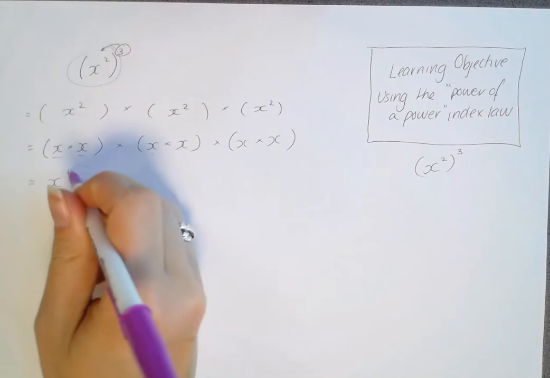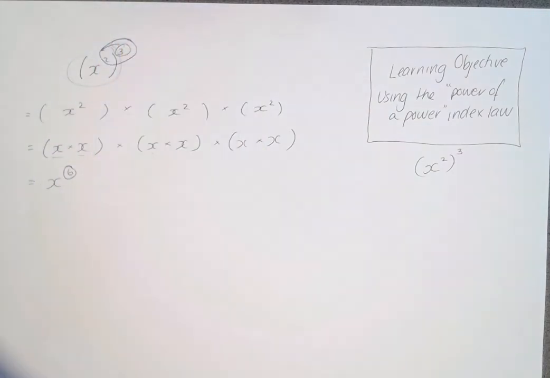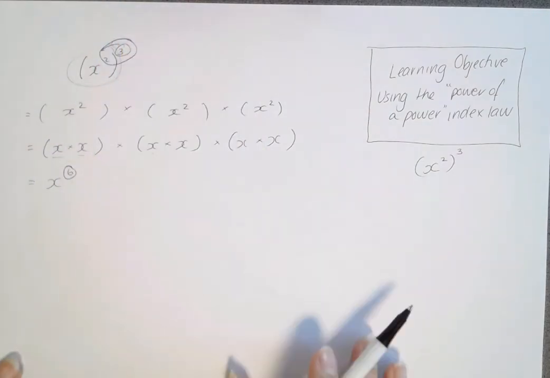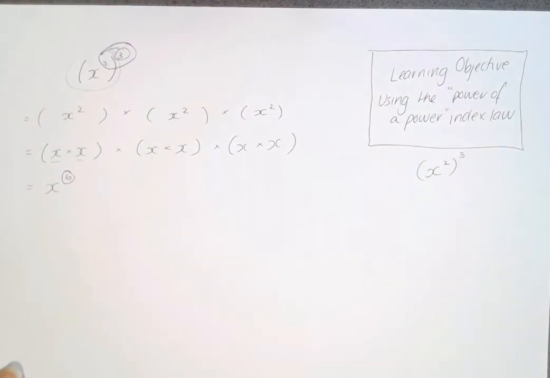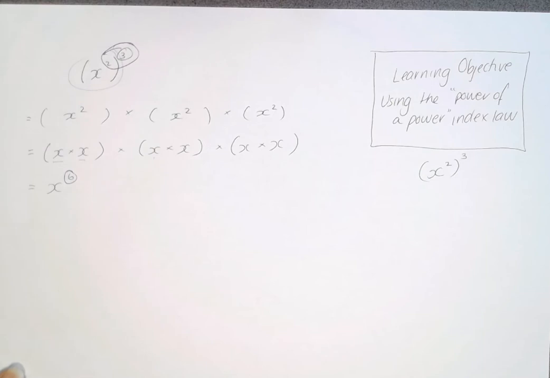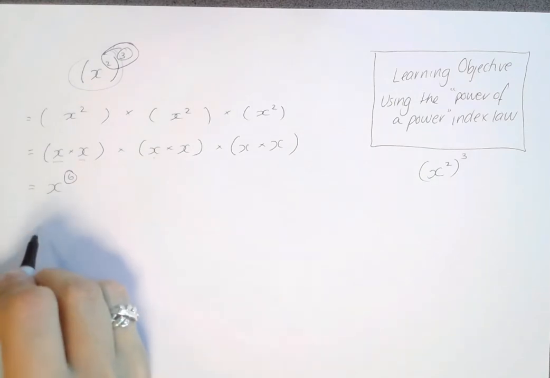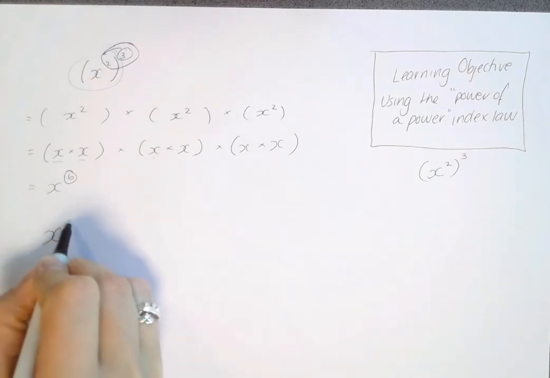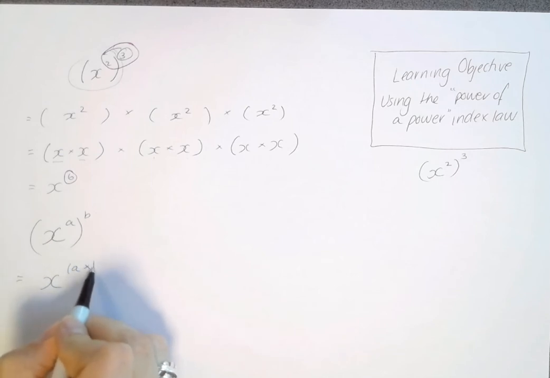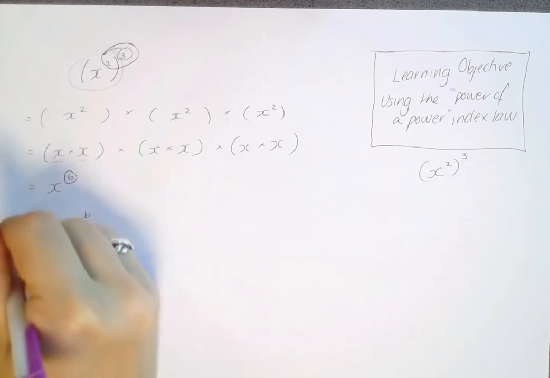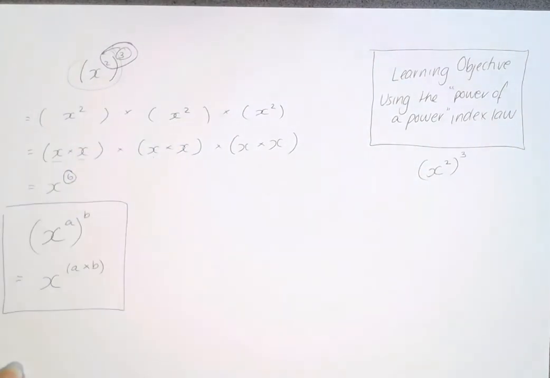If we've got the answer of 6, we can see, using the numbers we started with of 3 and 2, that we are actually multiplying together those powers. So let's have a look. Our rule now is if we've got x to the power of a inside brackets and b is on the outside, then our answer will be x to the power of a times b. You multiply those two together when you see those brackets at work.